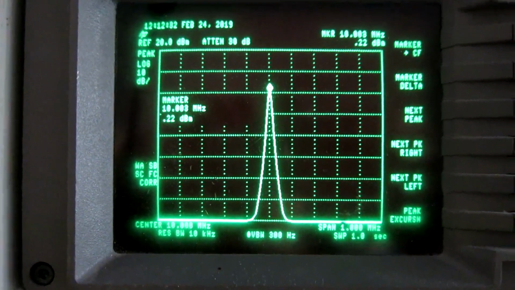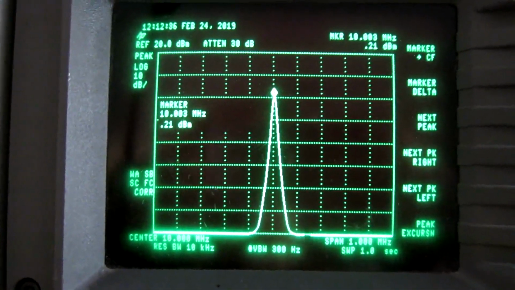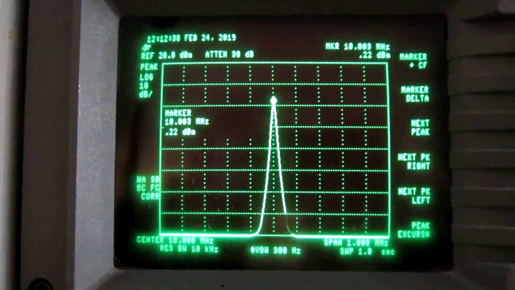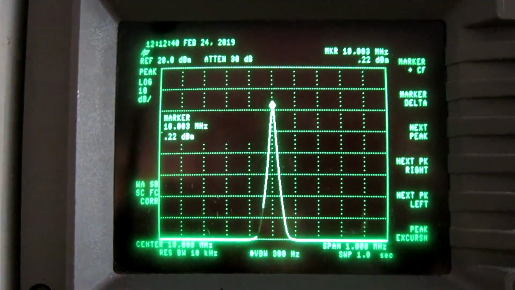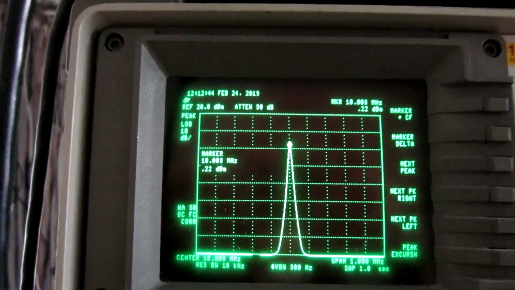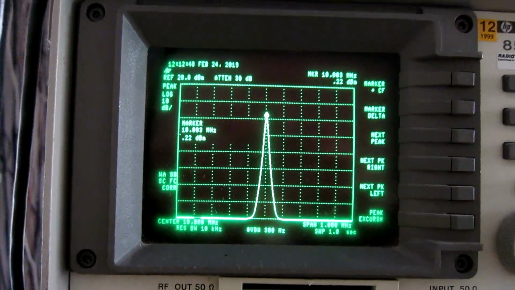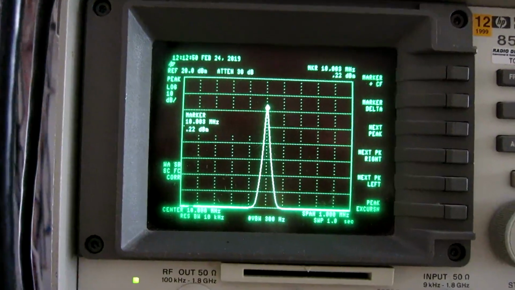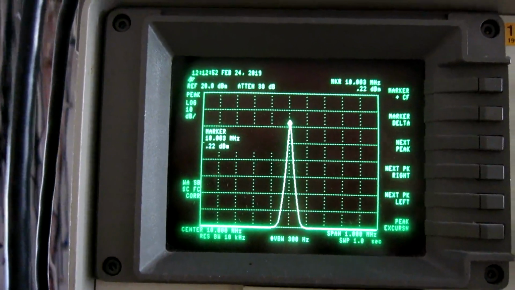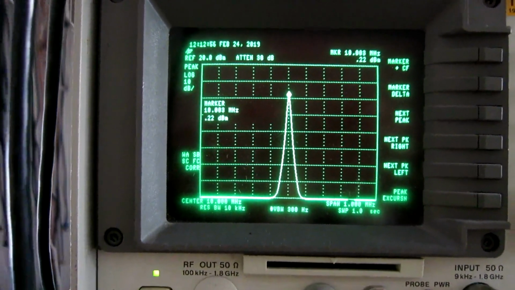And as you can see here, hopefully, the level is very close to 0 dBm. It's 0.22 dBm. This means that the noise figure is about 3 decibels. And I think that is in accordance with the specifications for that amplifier.